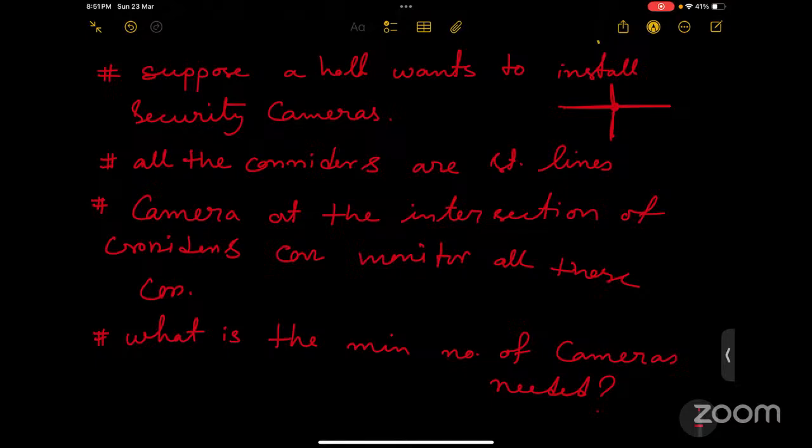So if I calculate the vertex cover here, vertex cover means we are basically covering all the edges, right? And if the hotel wants to install the cameras, that means they want to cover all the corridors, right? What we can do is represent the intersections of corridors as our vertices and the corridors as the edges. Now we can find the vertex cover, and the minimum vertex cover will be the number of cameras we need for this problem, right?